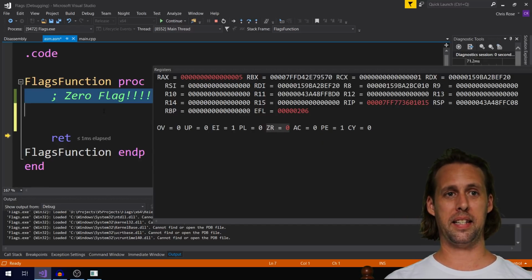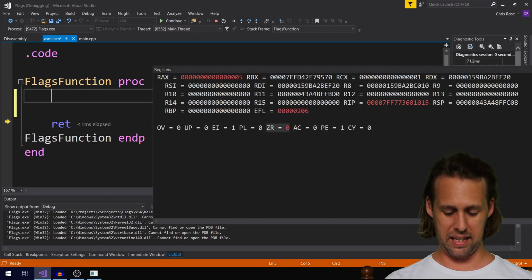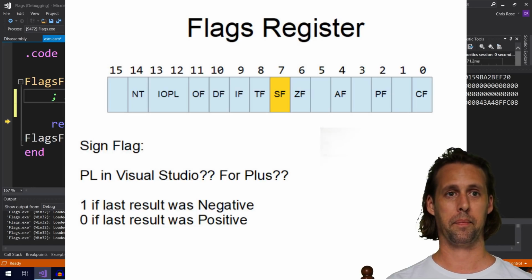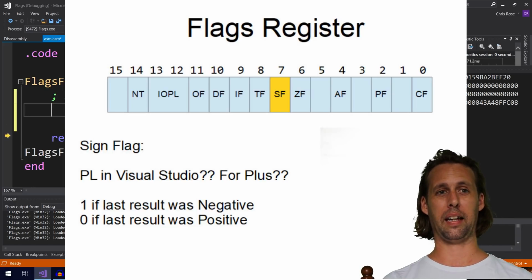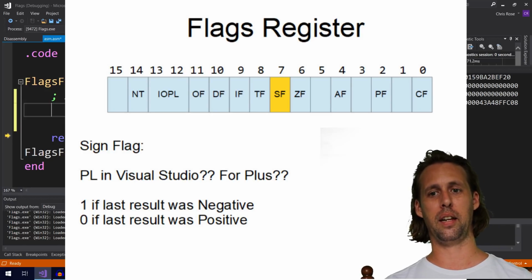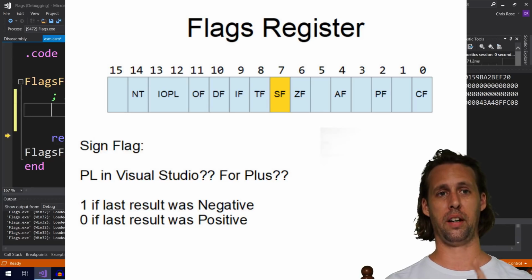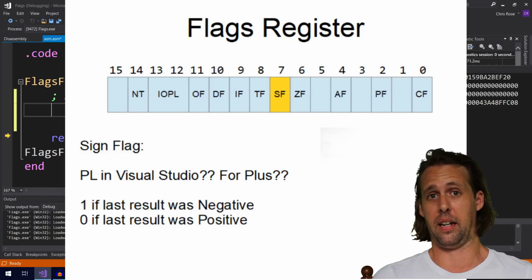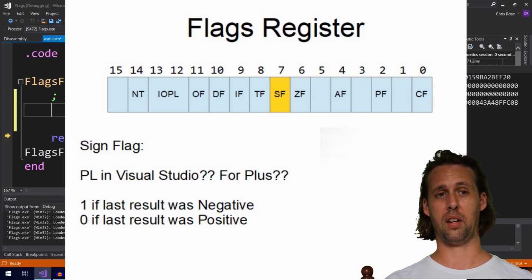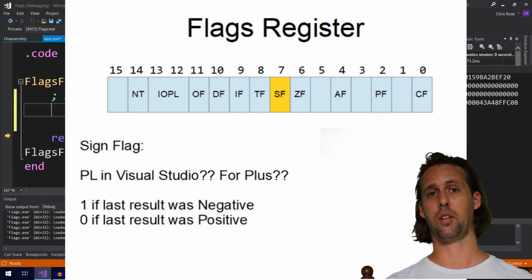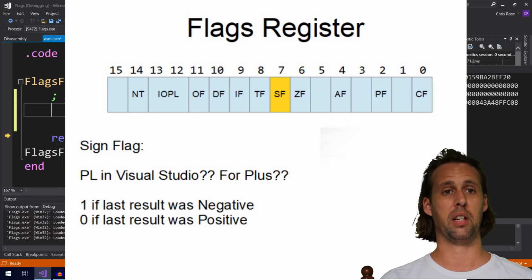Okay, bit number 6 of the flags register is the sign flag. And the sign flag is really, really simple. All that it's going to tell you is whether your answer was negative or positive. So if the sign flag is a 1, then it means that the last result was negative, if you're reading it as a signed integer. And if the sign flag is 0, then it means that your last result was positive.